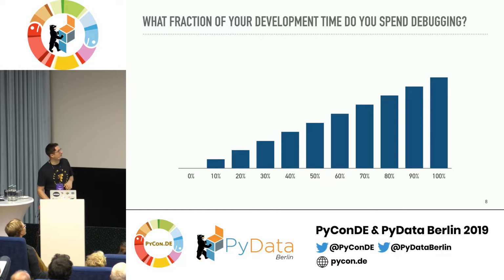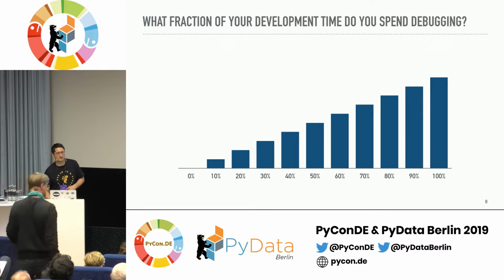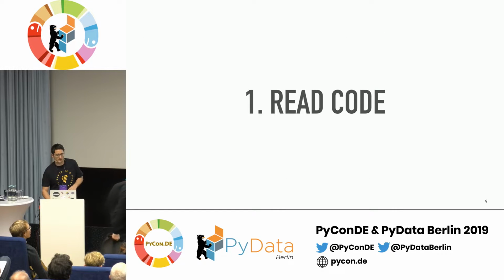And then, what fraction of your development time do you spend debugging? Raise your hand if it's 0%, 10%, 20%, 30%, 40, 50, more than 50. Okay. I think studies show it really ranges from 30 to 70% of people's time that is spent debugging and not just writing code.